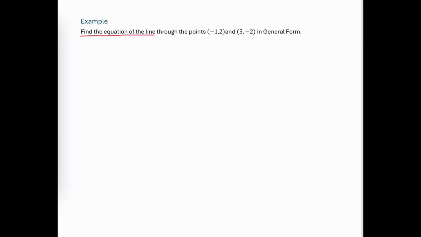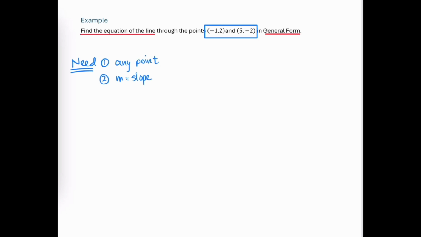We're asked to find the equation of a line, and we're given two ordered pairs that are on the line, and we want to express our answer in general form. In order to write the equation of the line, we need two things. We need any point, and we also need the slope of the line. So let's select one of these points to be the point that we're going to use. Any point will do, but since we weren't given the slope, this is going to need to be calculated.